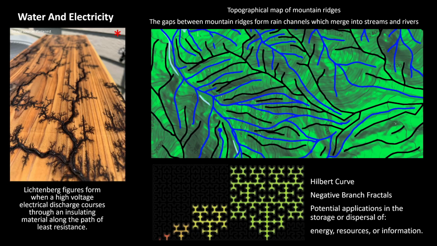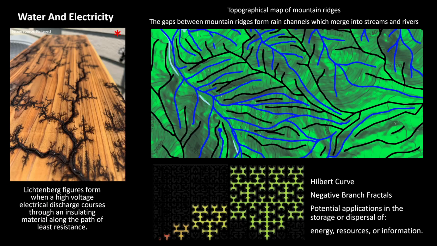And here we have a topographical map. The mountain ridges are in black, and the gaps between the mountain ridges, painted in blue, form rain channels, which merge into streams and then rivers. The mountain ridges and the waterway channels are negative branch fractals of each other.